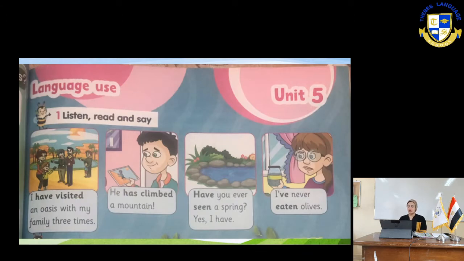It's page 67 in your book. In the first picture here, I have visited an oasis with my family 3 times. Next, he has climbed a mountain. The next picture, have you ever seen a spring? Yes, I have. The last picture here, I have never eaten olives.